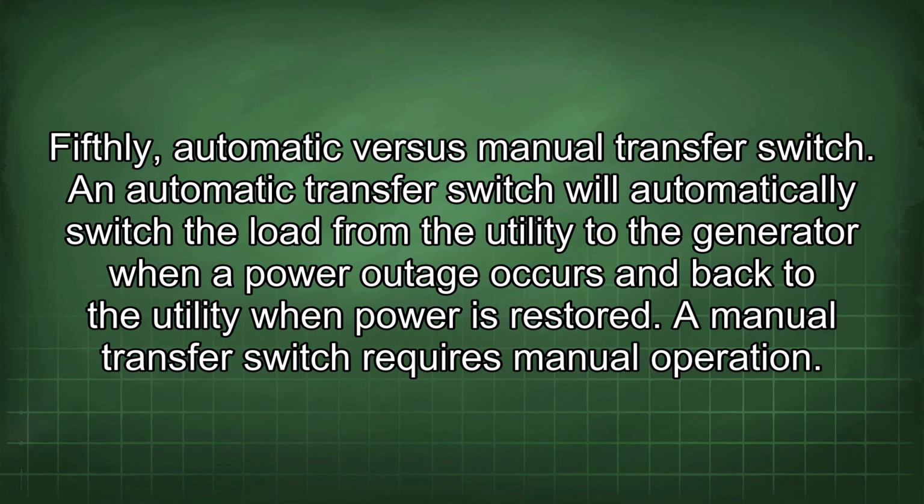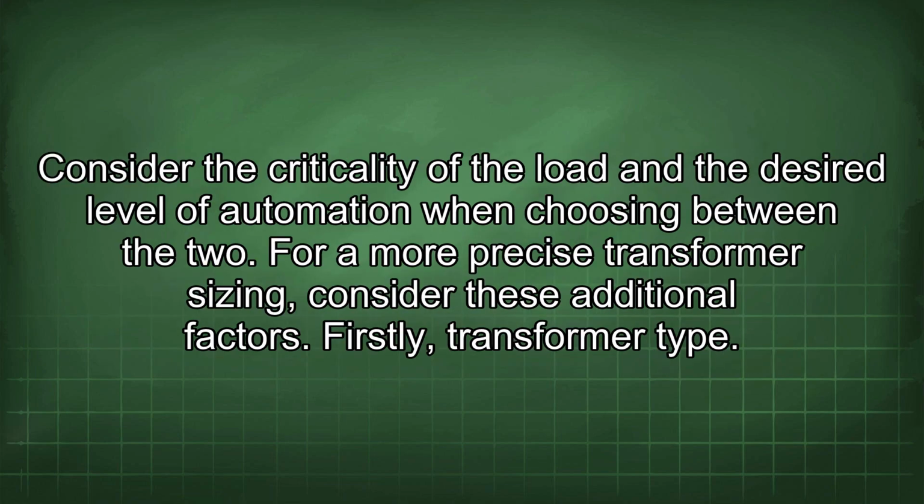Fifthly, automatic versus manual transfer switch. An automatic transfer switch will automatically switch the load from the utility to the generator when a power outage occurs and back to the utility when power is restored. A manual transfer switch requires manual operation. Consider the criticality of the load and the desired level of automation when choosing between the two.